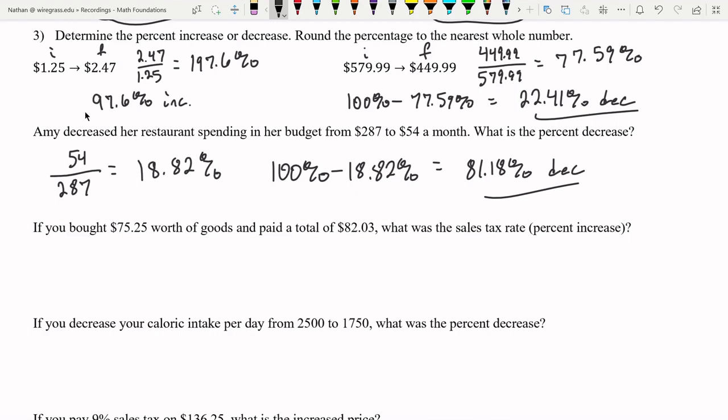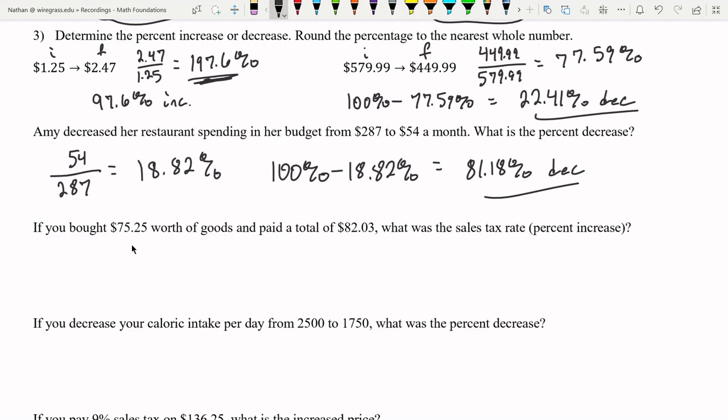But for a percentage increase, it's really just the number, just the percent that's above 100. So 197.6 minus 100 is 97.6. That's why I didn't do the subtraction of 100 like I did in the decreasing.